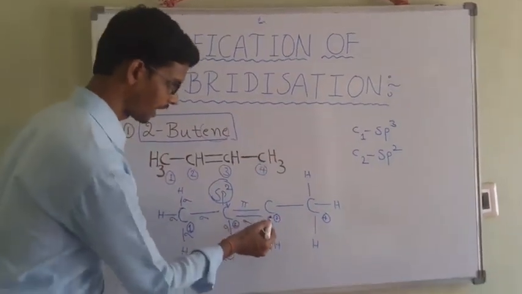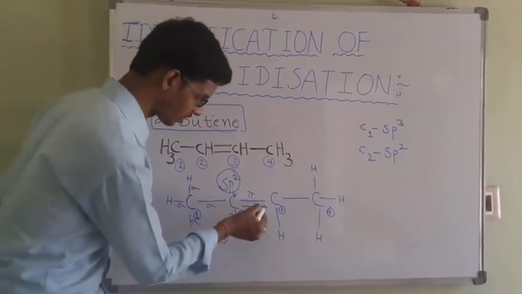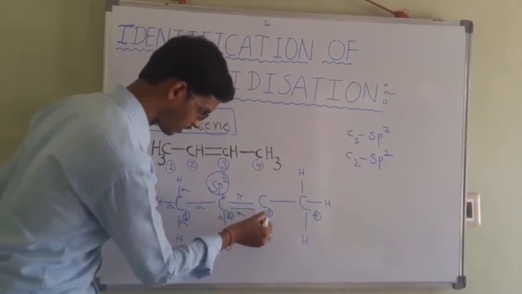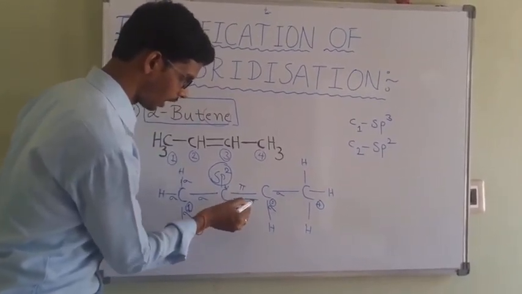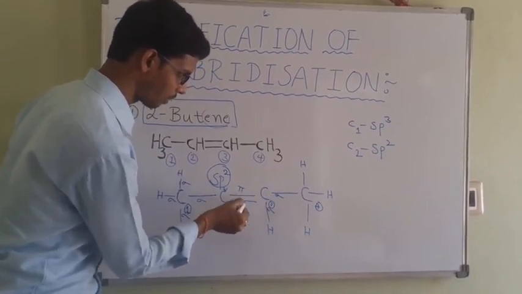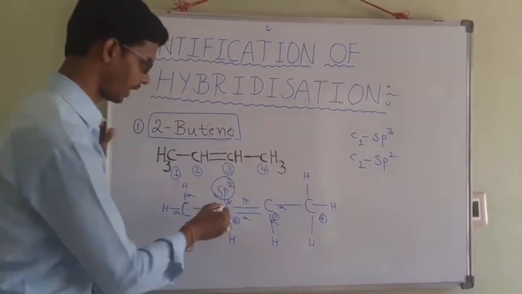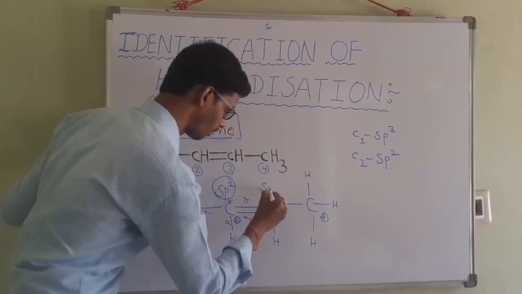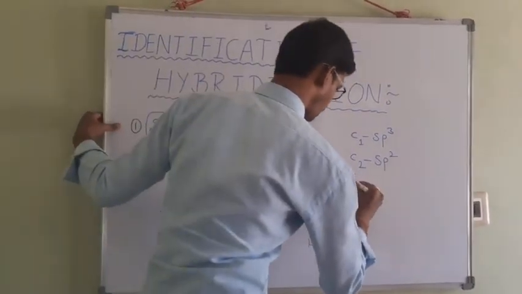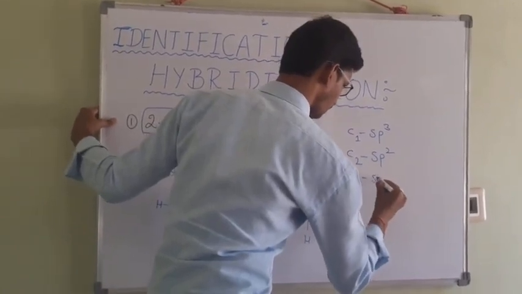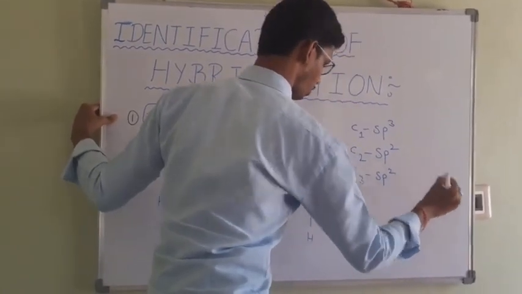Likewise, the third carbon also has 1 sigma bond, and this is also sigma, sigma, totally 3 sigma bonds and 1 pi bond. That's why this also belongs to sp2 hybridization. The C3 carbon is also sp2 hybridization.